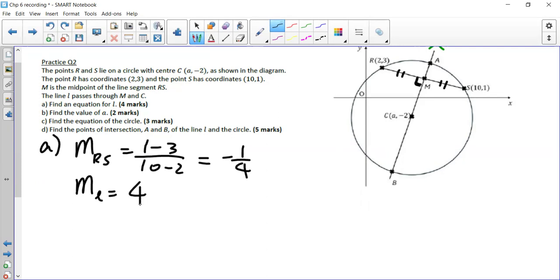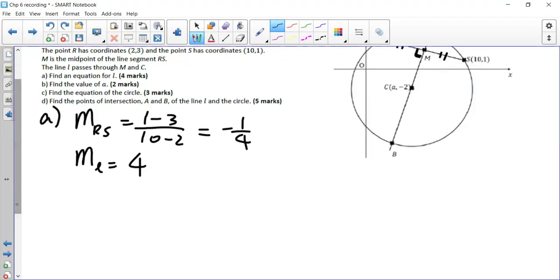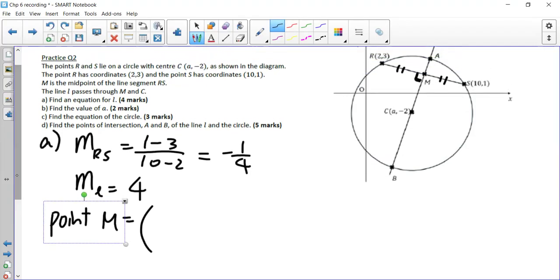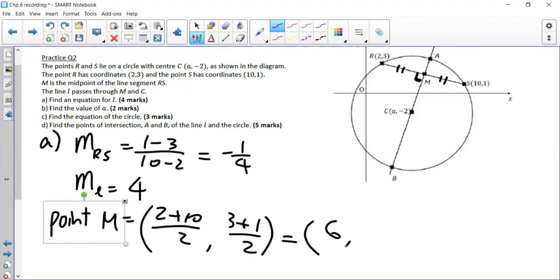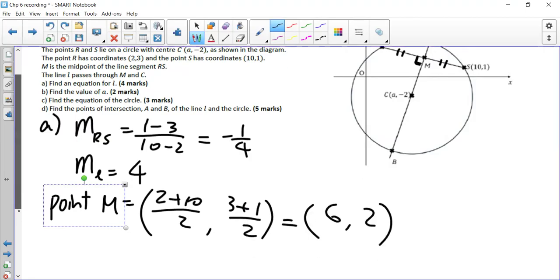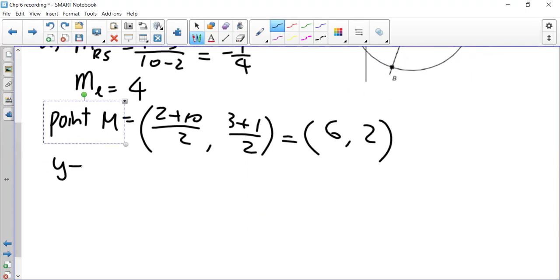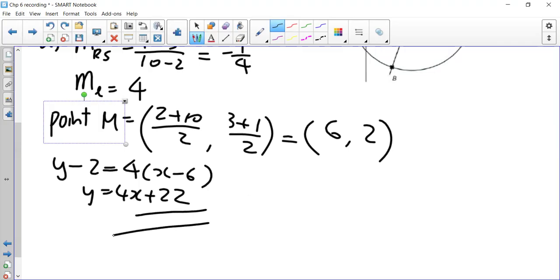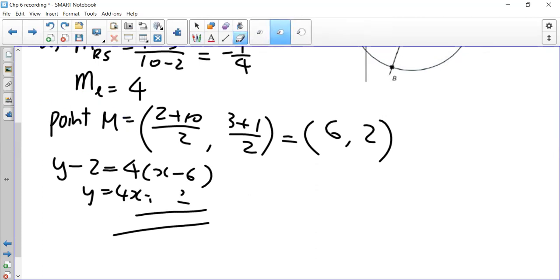We need a point. The point is M, the midpoint between R and S. So that's 2 plus 10, halve it, 3 plus 1, halve it, which is (6, 2). Once we've got these two, we can use the equation y minus y1 equals m(x minus x1). So y equals 4x minus 22, sorry, minus 22.